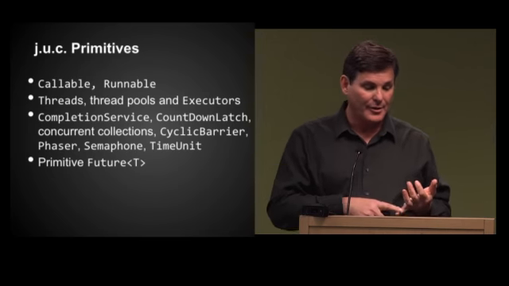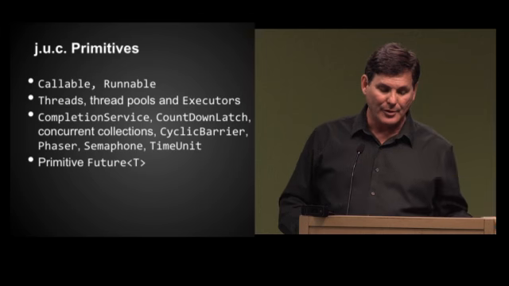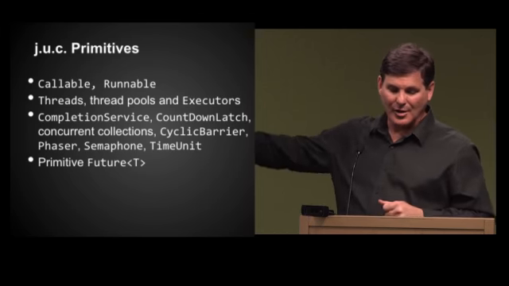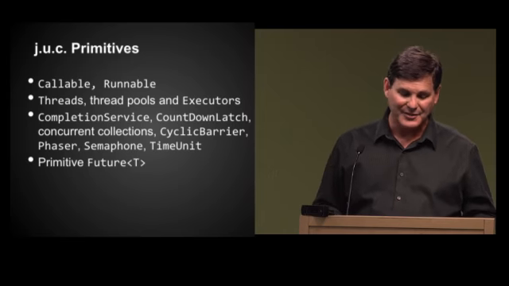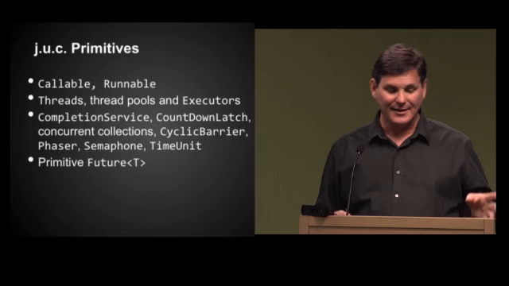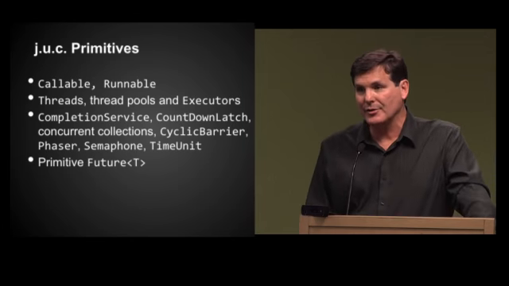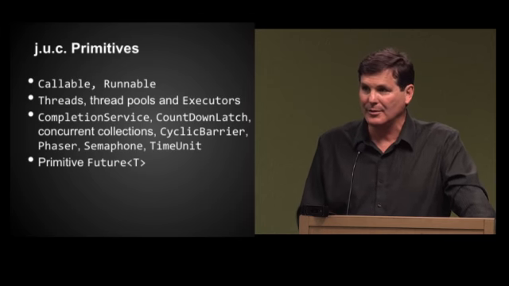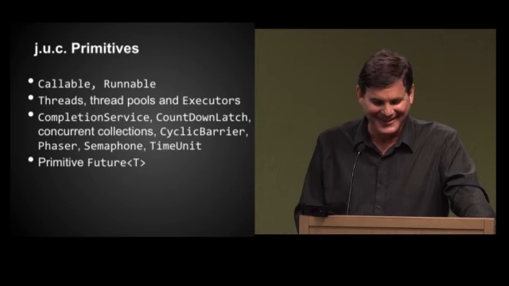So java.util.concurrent gives you everything on this slide. It gives you callables and runnables and threads and thread pools and executors and a bunch of things I'm not going to talk about, which you may be aware of: completion service, countdown latches, concurrent collections, cyclic barriers, phasers, semaphores, time units, and a primitive version of future which isn't good for a whole lot because it's not composable. What does composable mean anyway? What's he babbling about? It's coming.